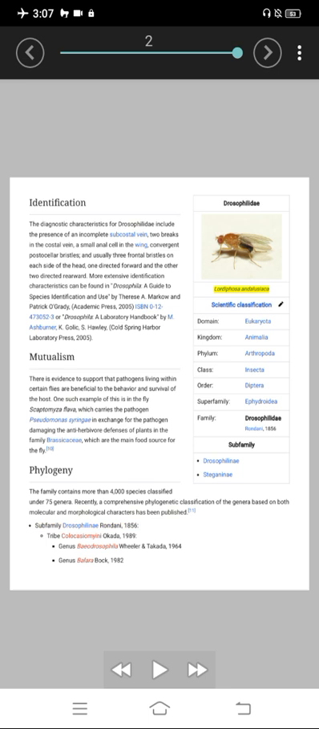Lordiphosa andalusica. Scientific classification. Domain: Eukaryota. Kingdom: Animalia. Phylum: Arthropoda. Class: Insecta. Order: Diptera. Superfamily: Ephydroidea. Family: Drosophilidae. Rondani, 1856.